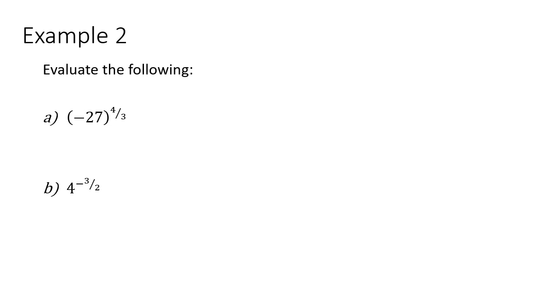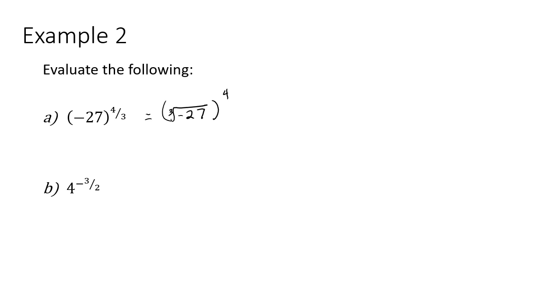However, because we can take the cube root of negative 27 cleanly, that's where I'm going to start, just to make the number smaller before I raise it to a power. So I'm going to choose the order where I take this negative 27, take the cube root, and then raise it to the 4th power.